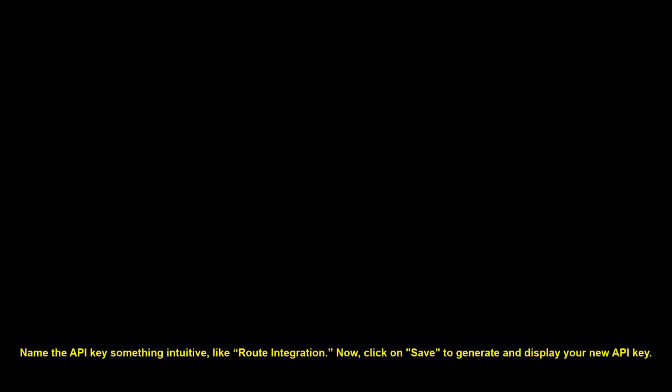Click on the Create API Key button. Name the API key something intuitive, like Route integration. Now, click on Save to generate and display your new API key.